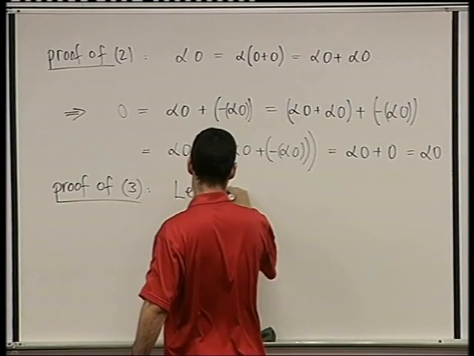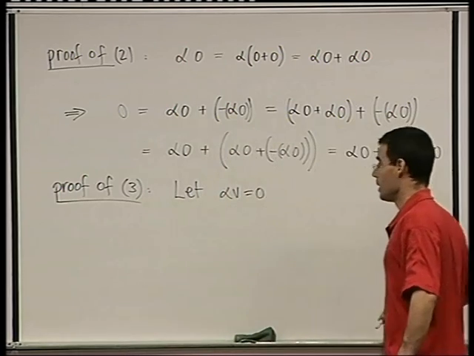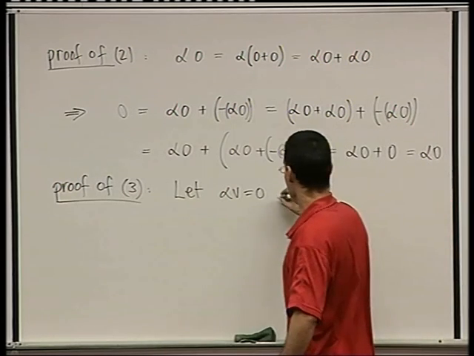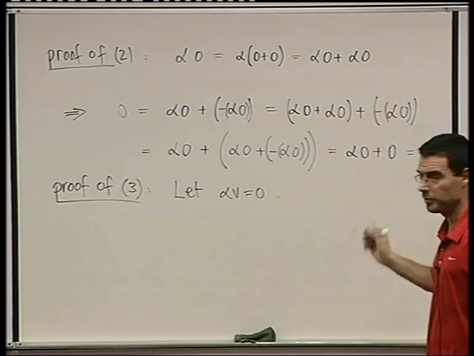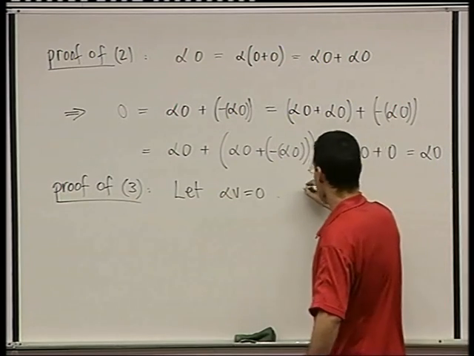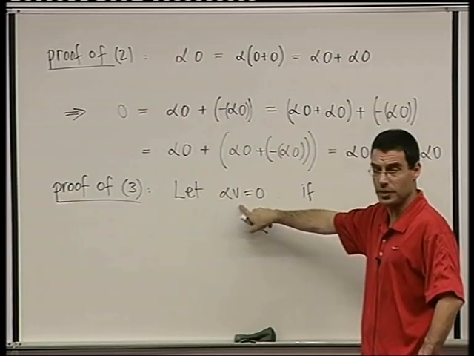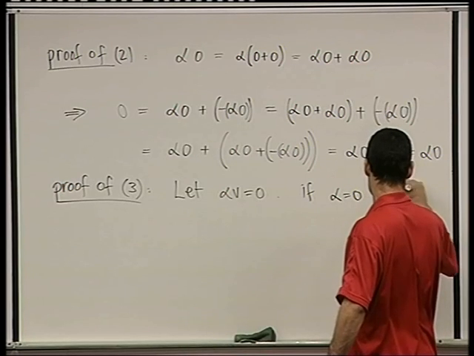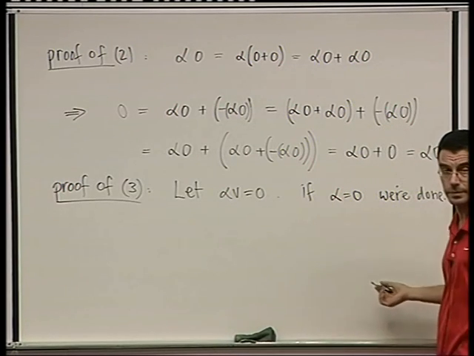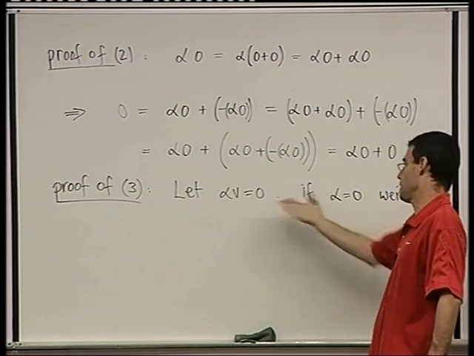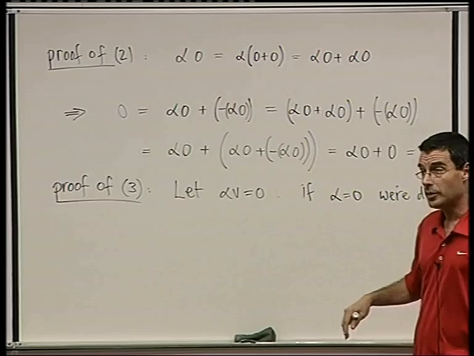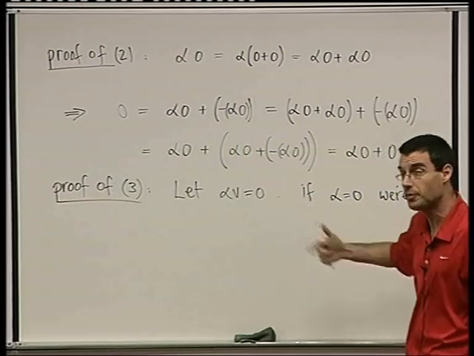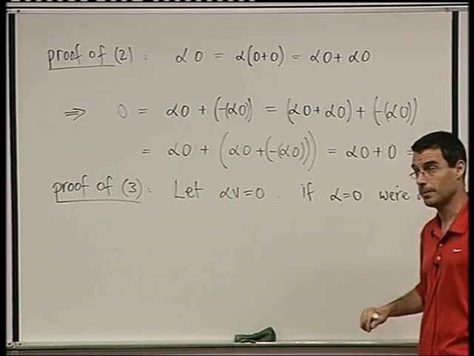Let alpha times v equal 0. Does anybody remember how we did this? Okay, so I'll remind you, we first assumed that alpha is 0. We need to prove that either alpha is 0 or v is 0. If alpha is 0, we're done. Duh. Right? Well, if alpha is 0, then alpha is 0. That's what we want to prove. So saying that one of them is 0 is saying, okay, suppose alpha is not 0, let's prove that v is 0. Do you agree that that would prove it?